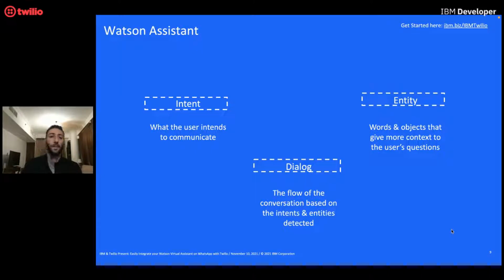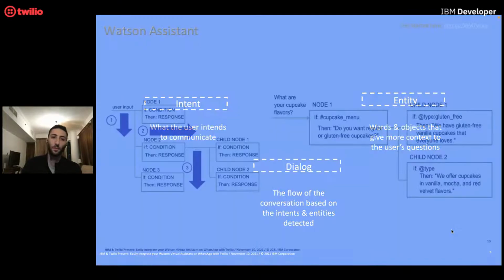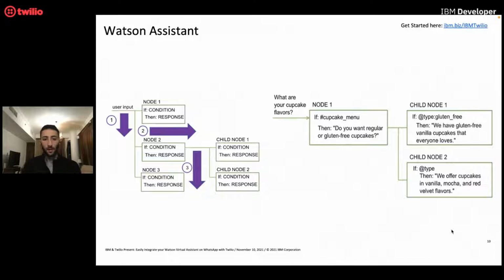And of course, the last puzzle is the dialogue, which is the entire flow of the conversation. It's where we put the intents and the entities together with the response to see exactly what the assistant will answer to the user. To give you a brief example, Watson Assistant works through the concept of nodes. The intents I explained before can be used as a condition in a specific node. Let's take the other example about the opening hours.